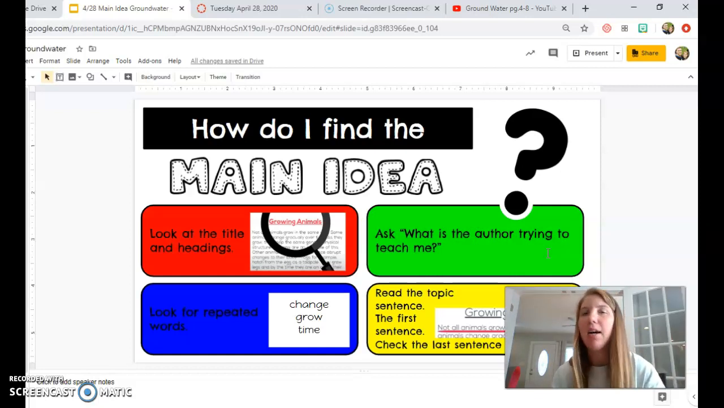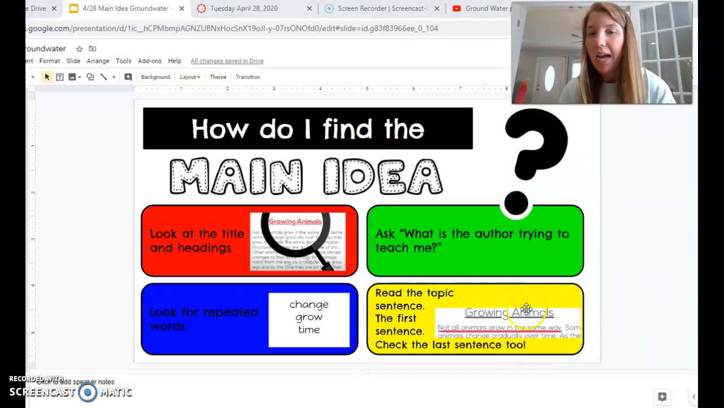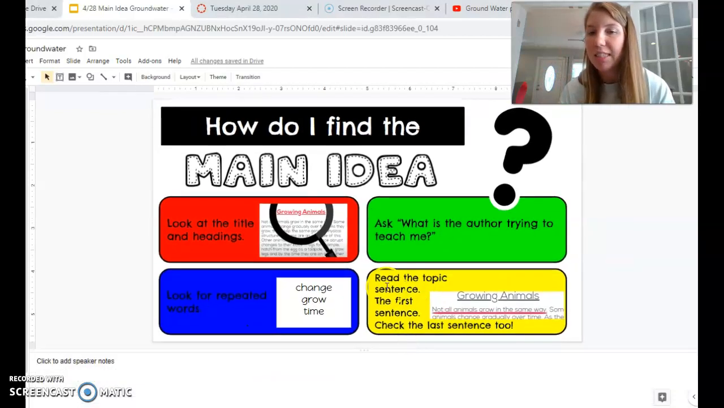Now, this can be for both fiction and nonfiction, because remember, most of our fiction stories have a lesson that the author is trying to teach us through the characters in the story. So, our last step is read the topic sentence. So remember when we were writing our informational text and informational paragraphs, we started with a topic sentence. And that was our first sentence that kind of told what we were going to be talking about. So authors follow this, and sometimes they give you the main idea of what they're about to talk all about in the first sentence, their topic sentence.